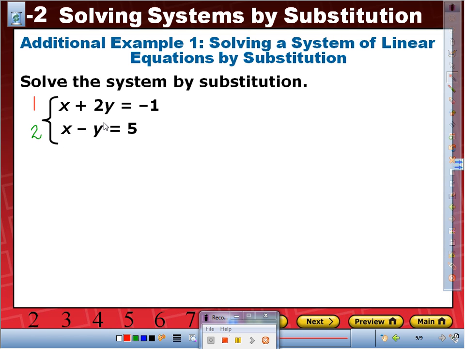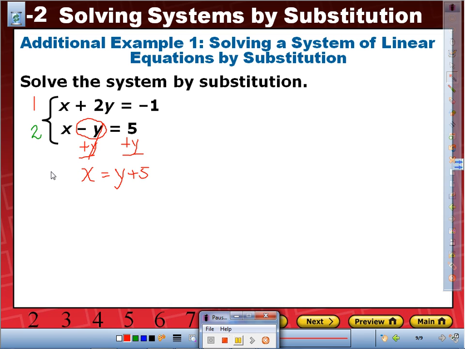So I'm going to get rid of this y. How do I get rid of y? We already know, by doing the inverse. What is the inverse? Add y, add y. So we're left with x equals y plus 5. So step 1 is solve one of the equations for one variable. Copy that, please.